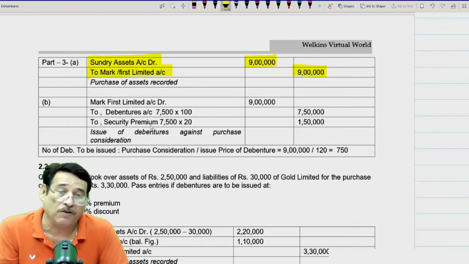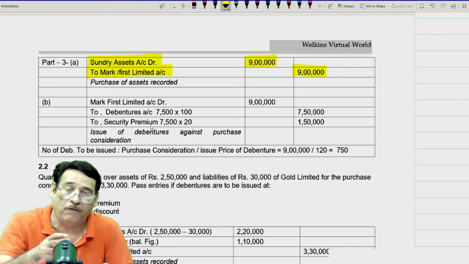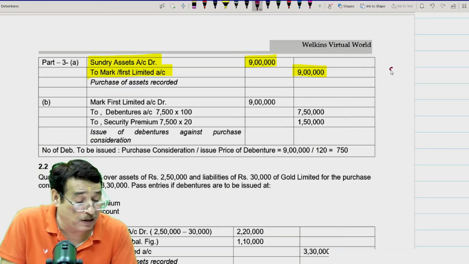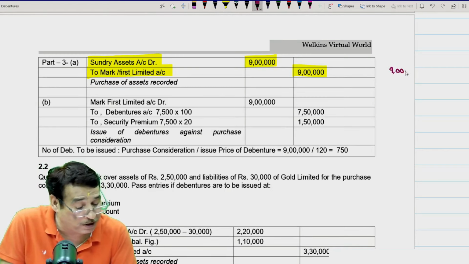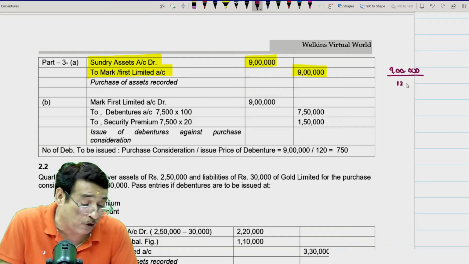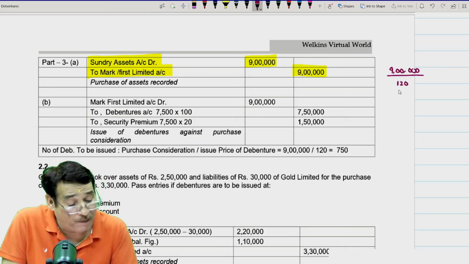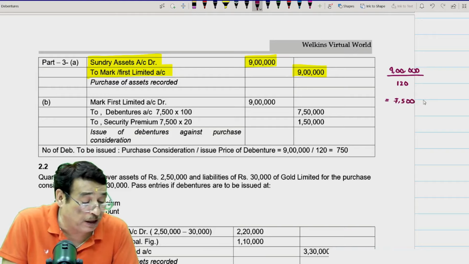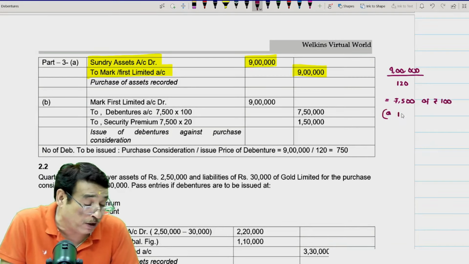Now the main question is how many debentures I will have to issue when I am going to make the payment by issuing the debenture at 20% premium. In that particular case, similar to the last one, first of all, I will write the amount of purchase consideration. Purchase consideration is 9 lakh. Now issue price is equal to 120. If I divide 9 lakh by 120, it will be equal to 7,500. That means 7,500 debentures I will issue of rupees 100 each at the rate of 120.